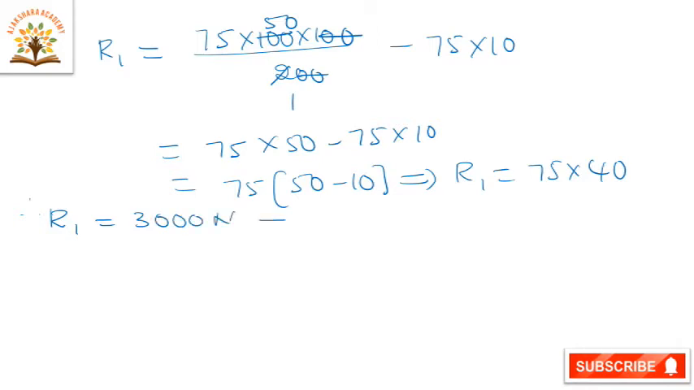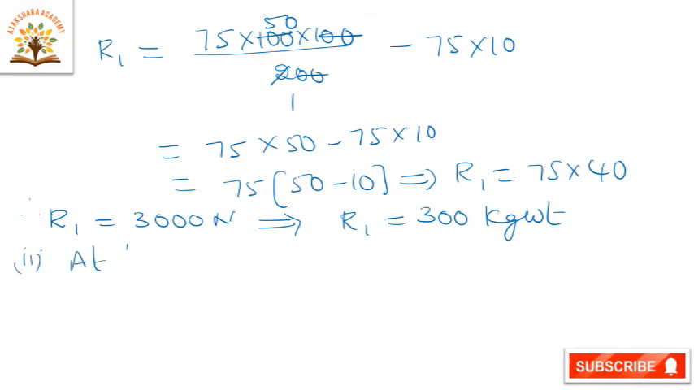In terms of kilogram weight, R1 is equal to 300 kilogram weight. 1 kilogram weight is equal to 9.8 or 10 newtons. So 3000 newtons is equal to 3000 by 10. So the zeros cancel, and we are getting 300 kilogram weight. Now come to the second one.